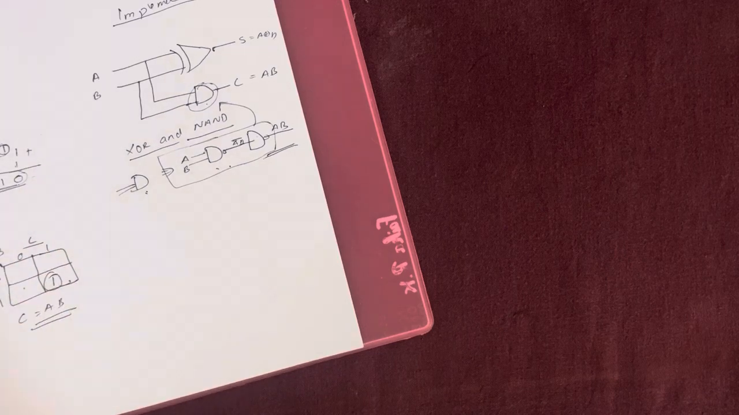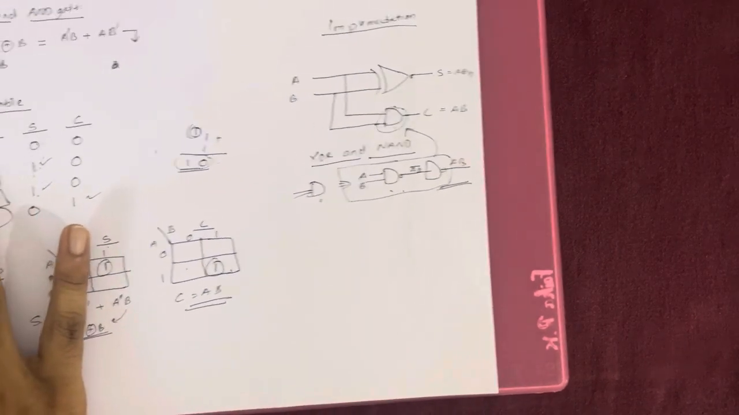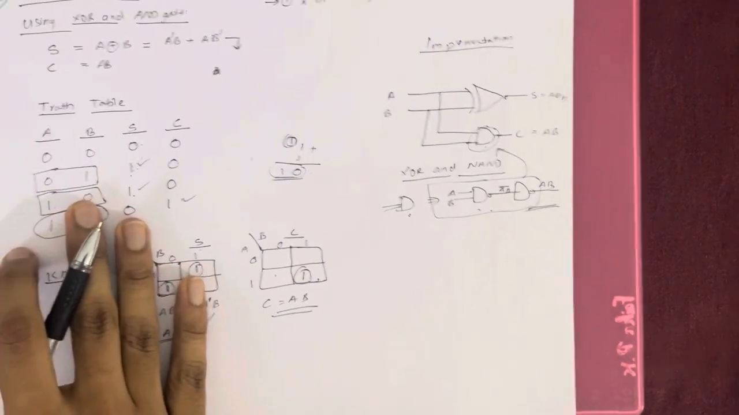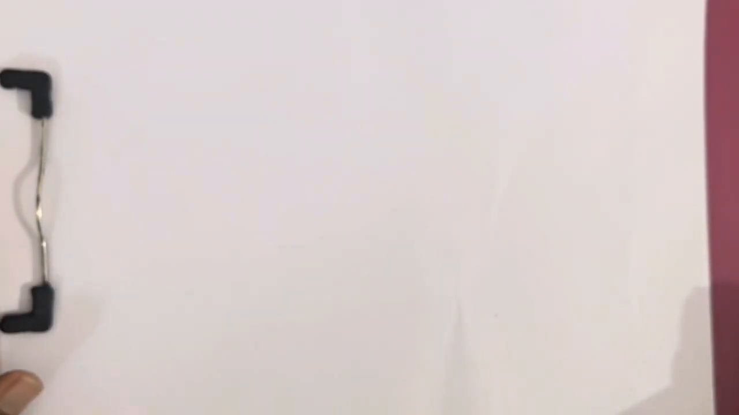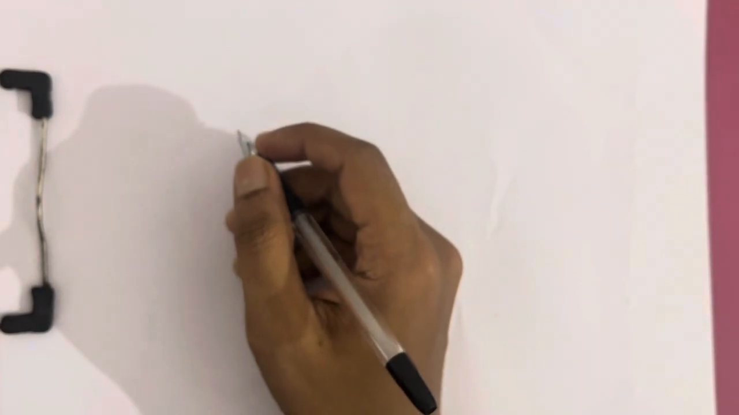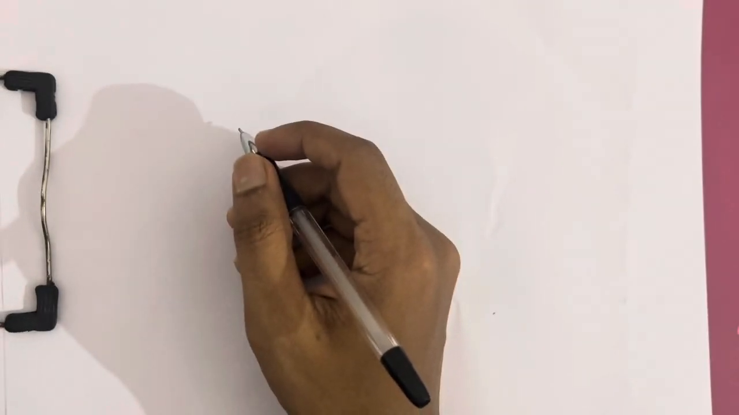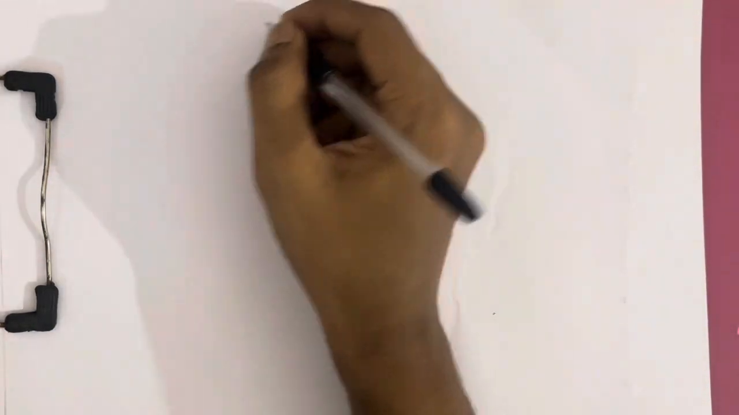So we constructed the half adder using the XOR gate and NAND gates, and this is how it is constructed. Now let's move to the next one, which means the half adder using NAND gates only. We completed the half adder here.